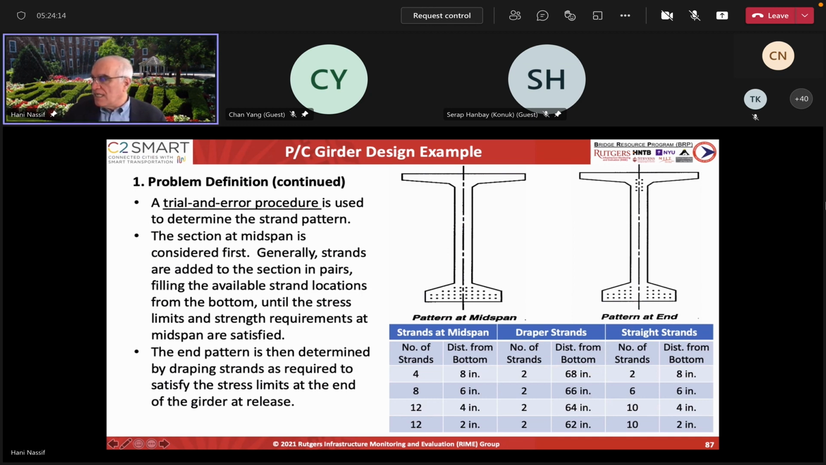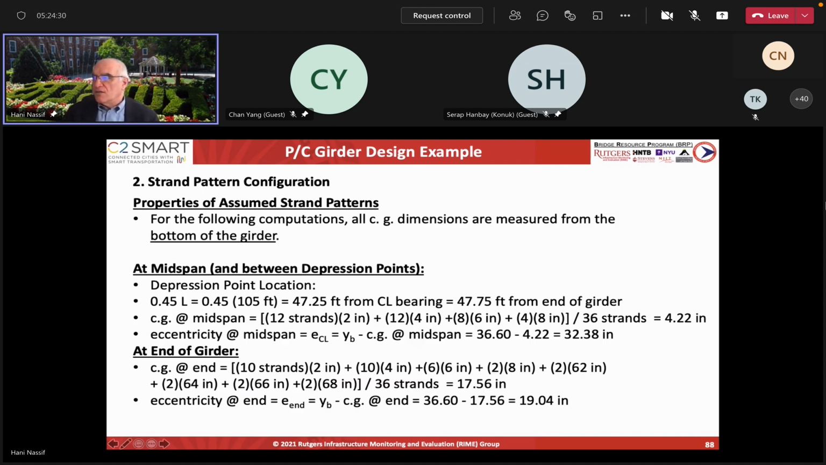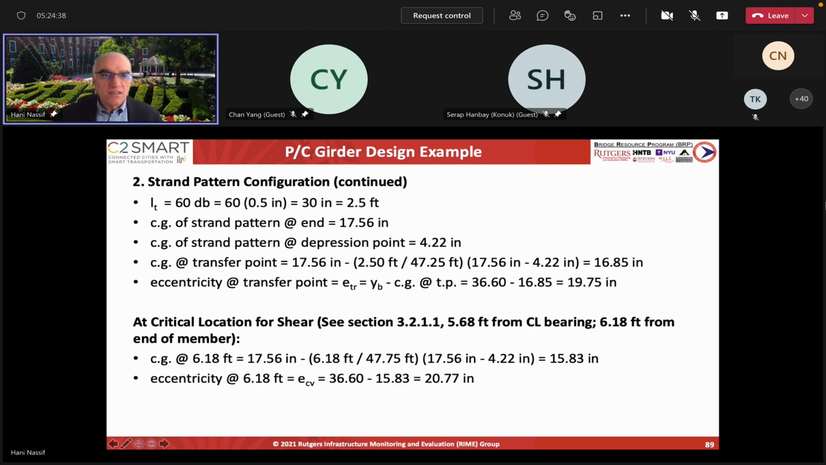And the straight ones, the ones that I keep straight, so you are taking only those up and keeping all the rest here, keeping them straight. So that will allow you to find the CG of your strands. So this is the CG here, and at the end of the girder also. Are there any questions up to this point?